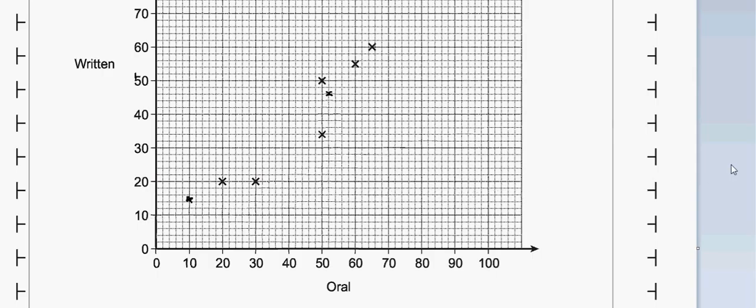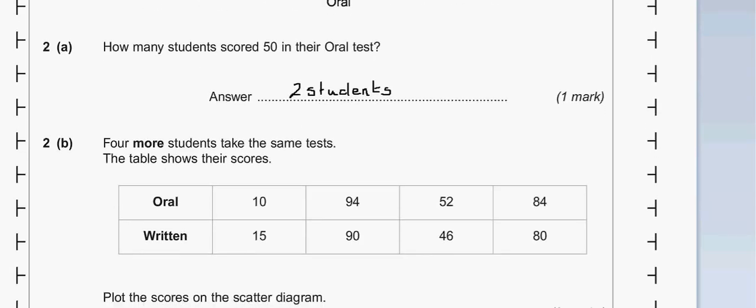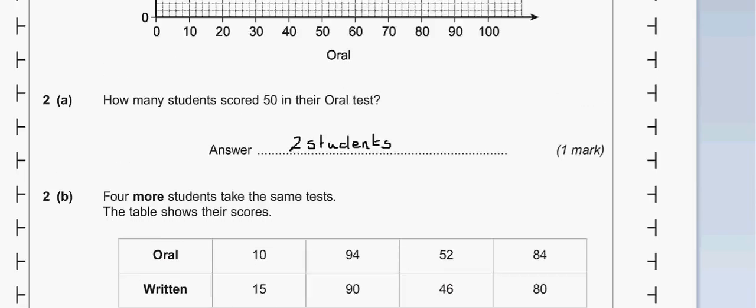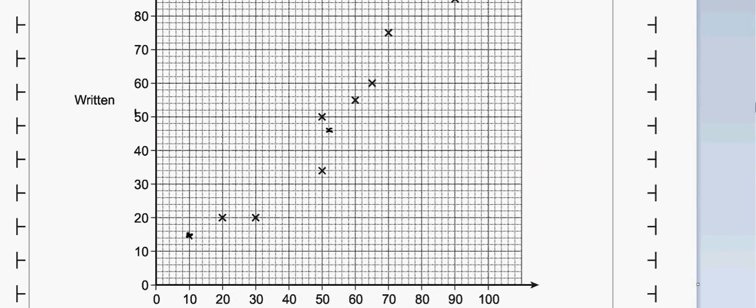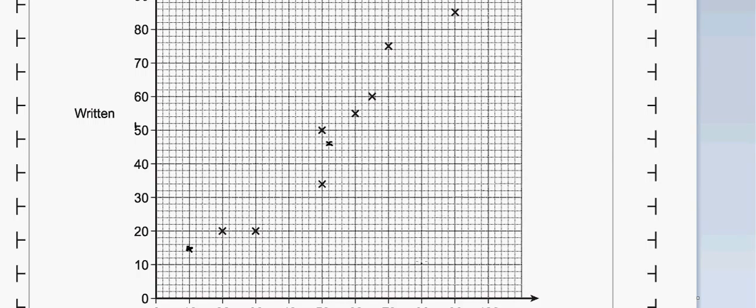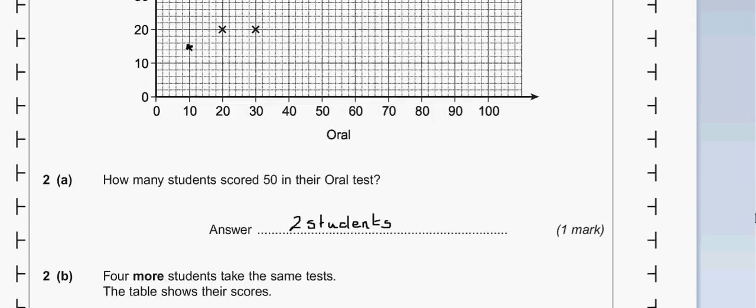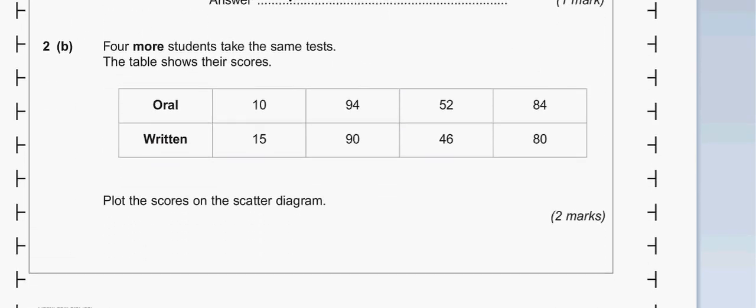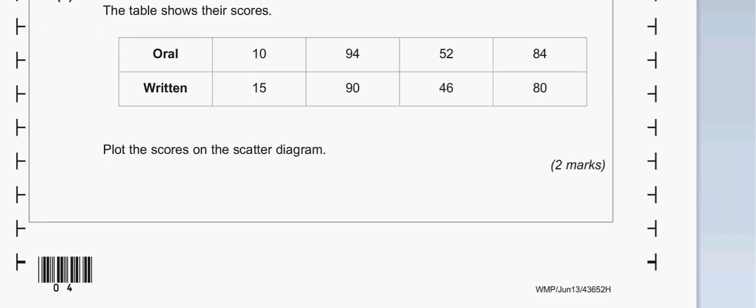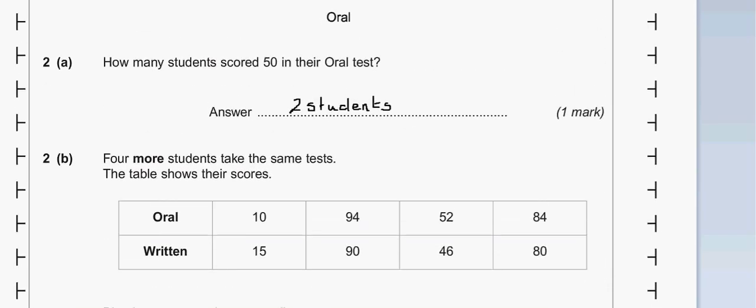And then we have one student got 84 and 80. So for 84, we go up here, and 80, so I believe that's about there. Okay, so we've shown that, so we've got 2 marks. Now we've finished that part of the paper.